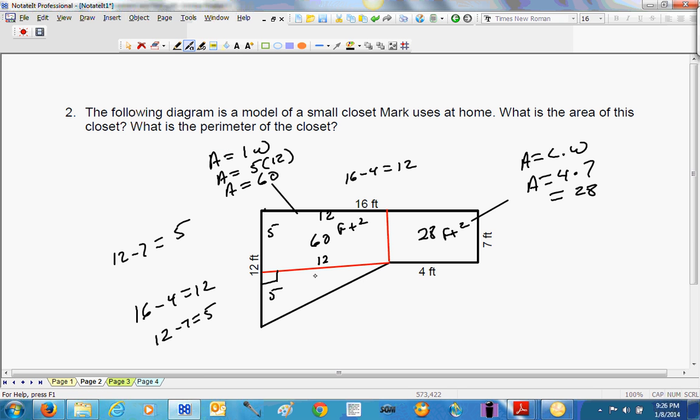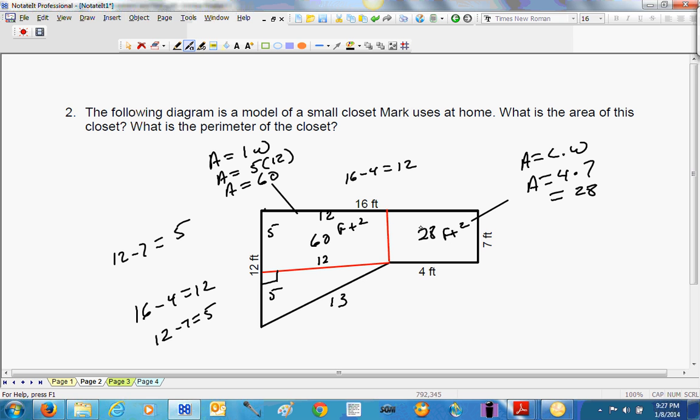Okay, so now we'll have 5, 12, and I'm going to tell you now, I can use a Pythagorean triple and know that this side is 13. I know that this side is 13 because of the actual triple. So let me go back and make sure that we have all our ducks in a row here.